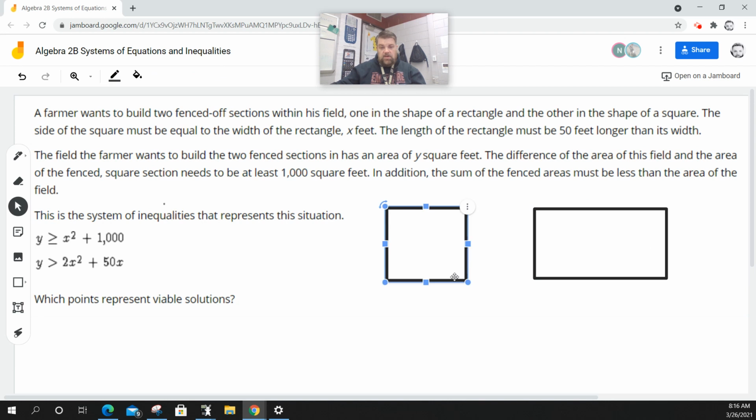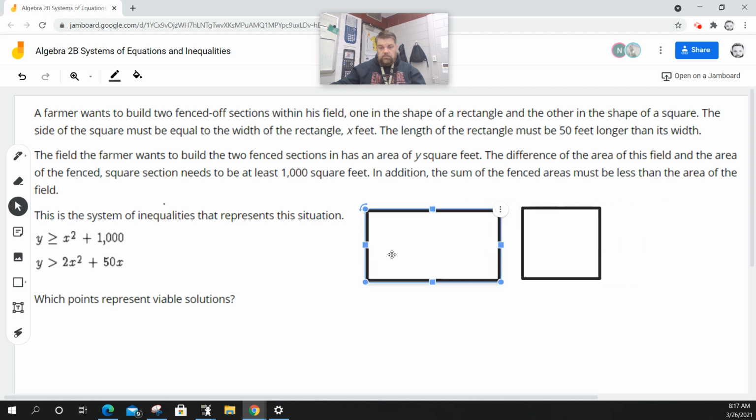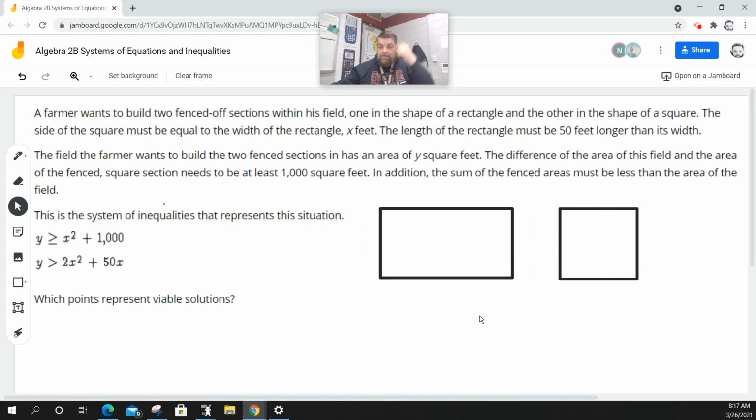It's still not quite perfect, but all right, so the width, that's close enough. Just imagine that they're perfect. All right, so it says the shape of the rectangle and the other shape is a square. The side of the square must be equal to the width of the rectangle, which is x feet.